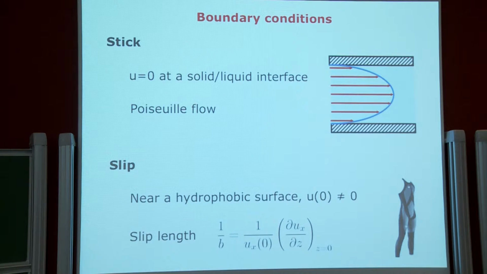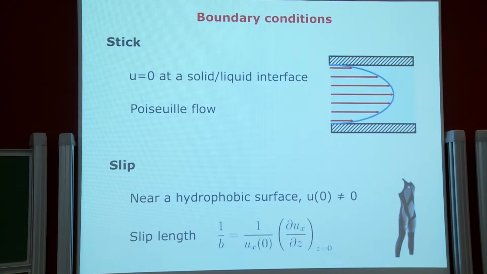And the most standard condition is to use the stick boundary conditions. That is to assume that the velocity of the fluid at the interface is exactly the same as the velocity of the wall at the interface. So if you have a fixed wall, then the velocity of the fluid would be equal to 0.